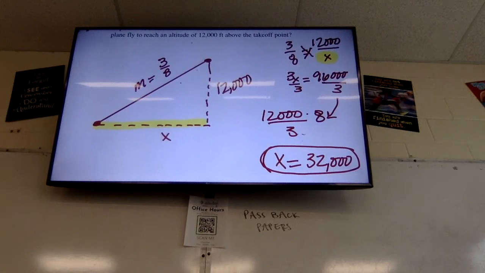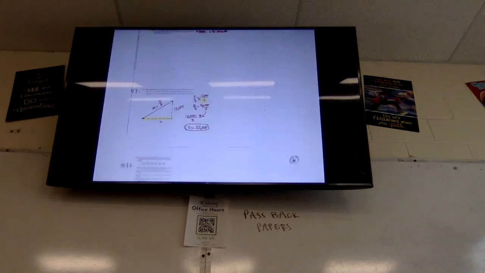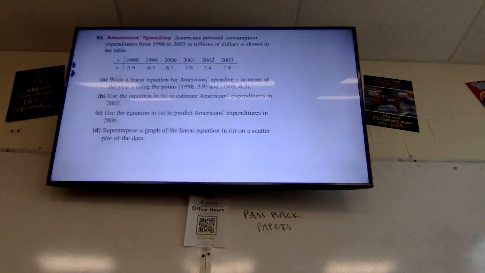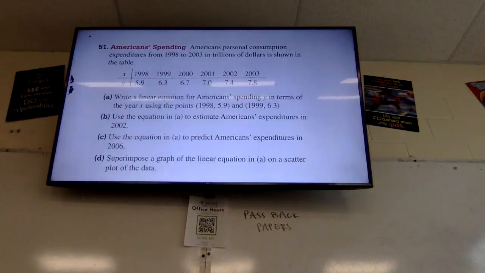Okay. All right, I've got one more problem. Are you ready? This one's actually a lot more like the first one or two. This time I give a little chart. This is Americans' personal consumption expenditures from 1998 to 2003 in trillions of dollars. So my X is what? What unit is my X on top? Years. And then my bottom is expenditures, or we can think of it in terms of dollars.